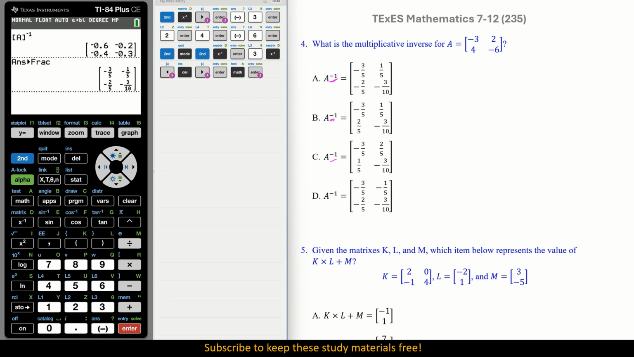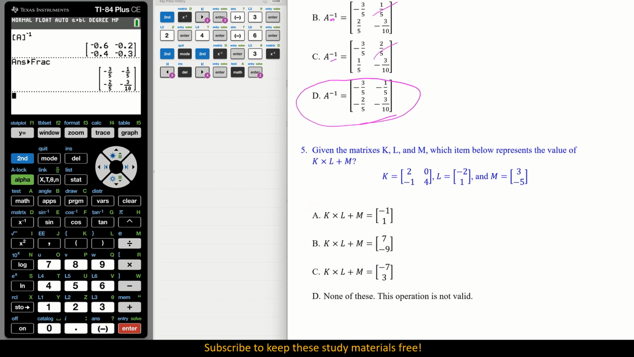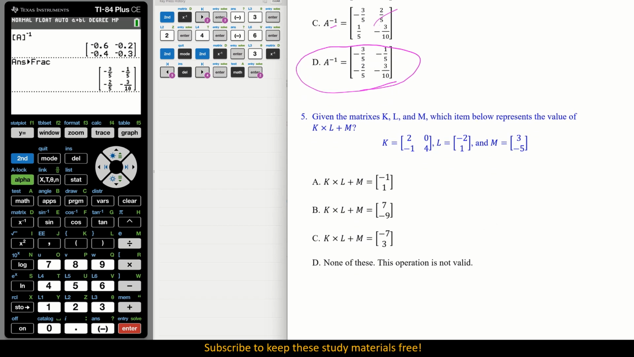So now we need to determine which one is valid. Well, A won't work because of this. I see that already. And B, same thing. And let's see, C, oh, that's not even the correct value right there. D, however, has this cell, -1/5, -2/5, and -3/10. Yes, option D is what we needed. Okay, let's go to number 5.